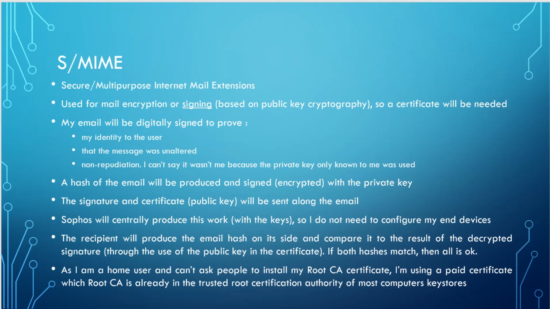My email will be digitally signed to prove my identity to the user this time, so not to the infrastructure, but to the user, and that the message was unaltered, and there is non-repudiation. So I can't say it wasn't me, because if it was signed with my key, it means that it is me, unless, of course, my key got compromised. A hash of the email will be produced and signed, so encrypted, with the private key. The signature and certificate, so the public key, will be sent along with the email so the recipient can check.